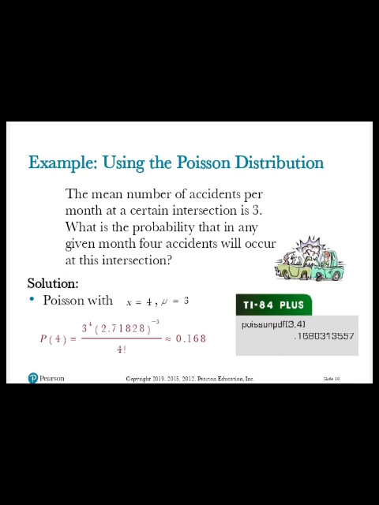Given that the mean number of accidents per month at a certain intersection is 3, let x be equal to 4 and the mean equal to 3. By using the Poisson distribution formula, we now have P(4) is equal to 3 to the power of 4 times e, which is 2.71818, to the power of negative 3, all over 4 factorial. And with the help of the scientific calculator, we come up with the answer of 0.168.